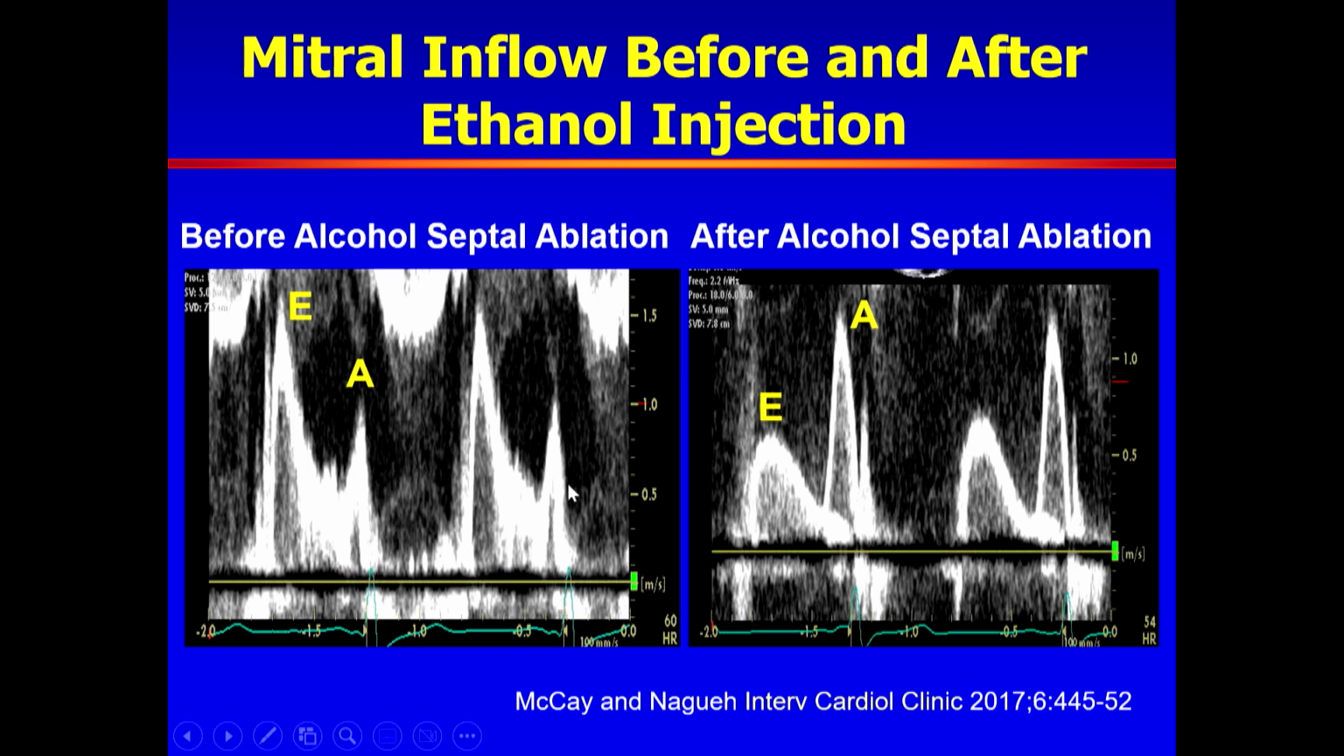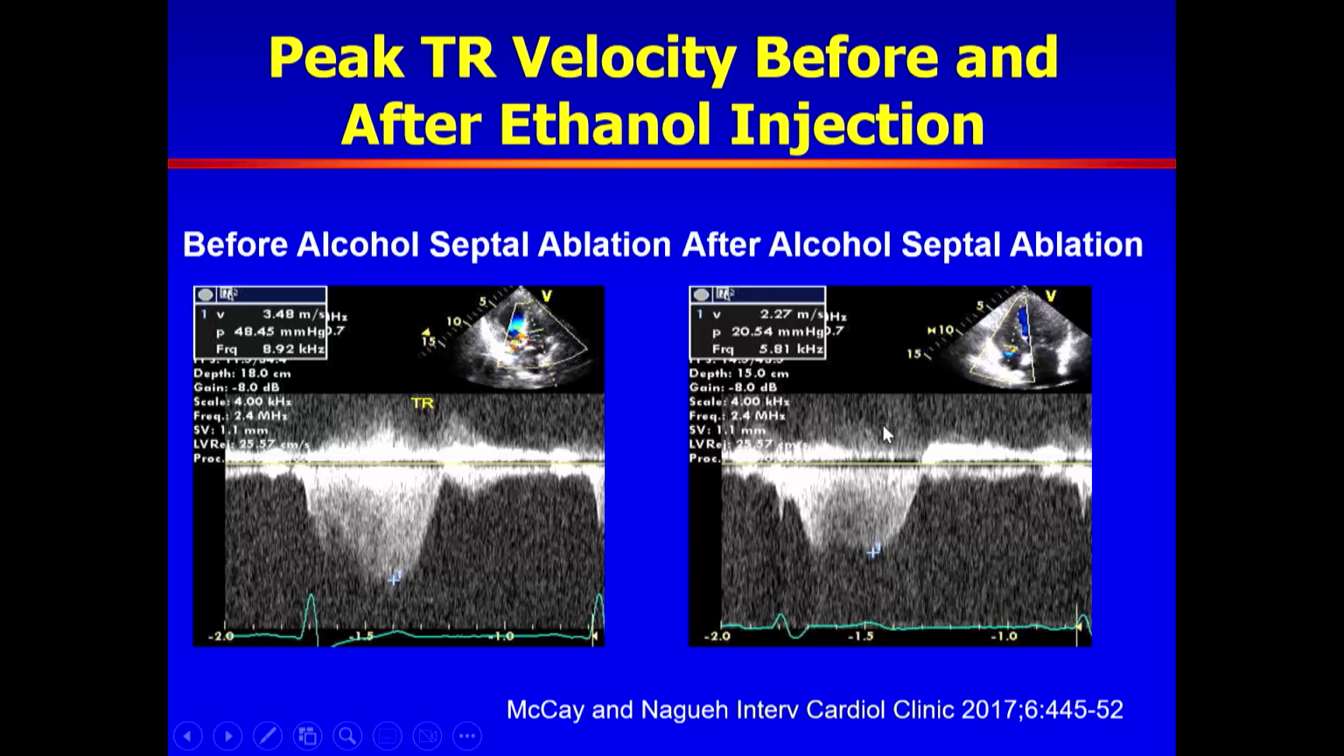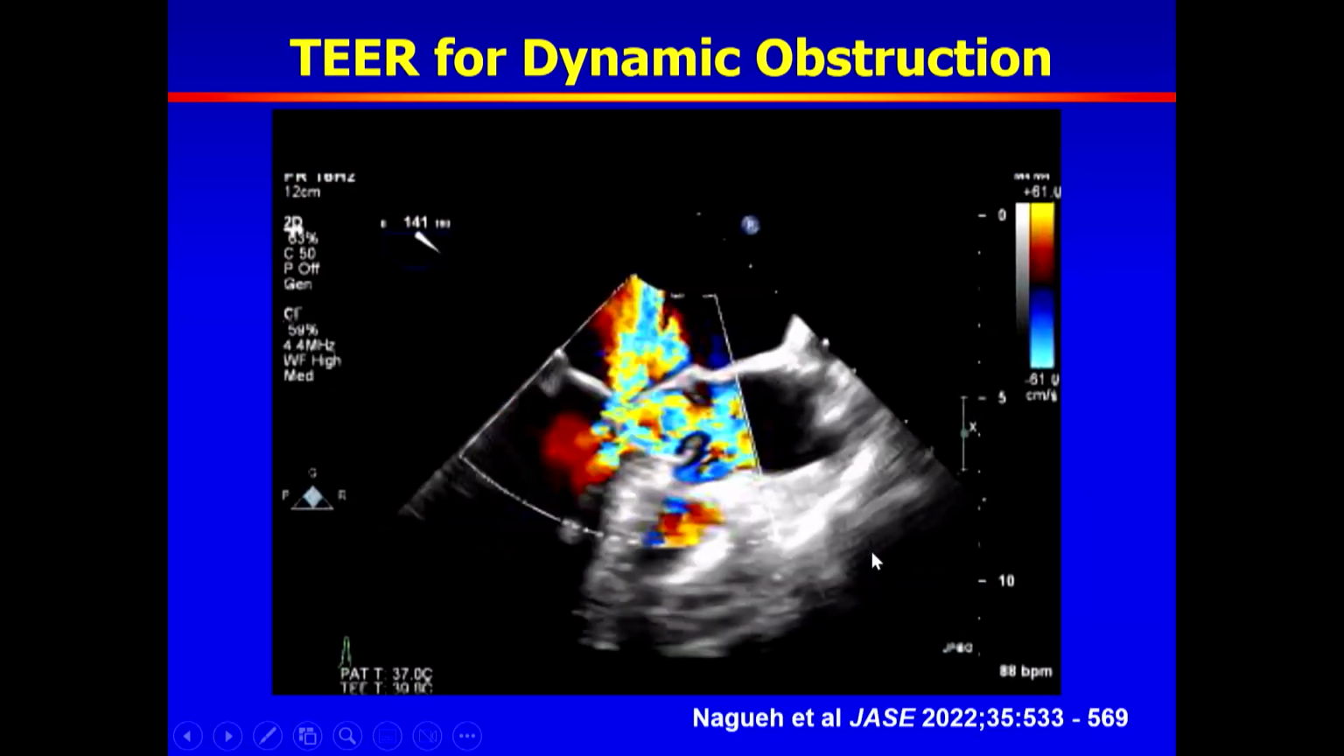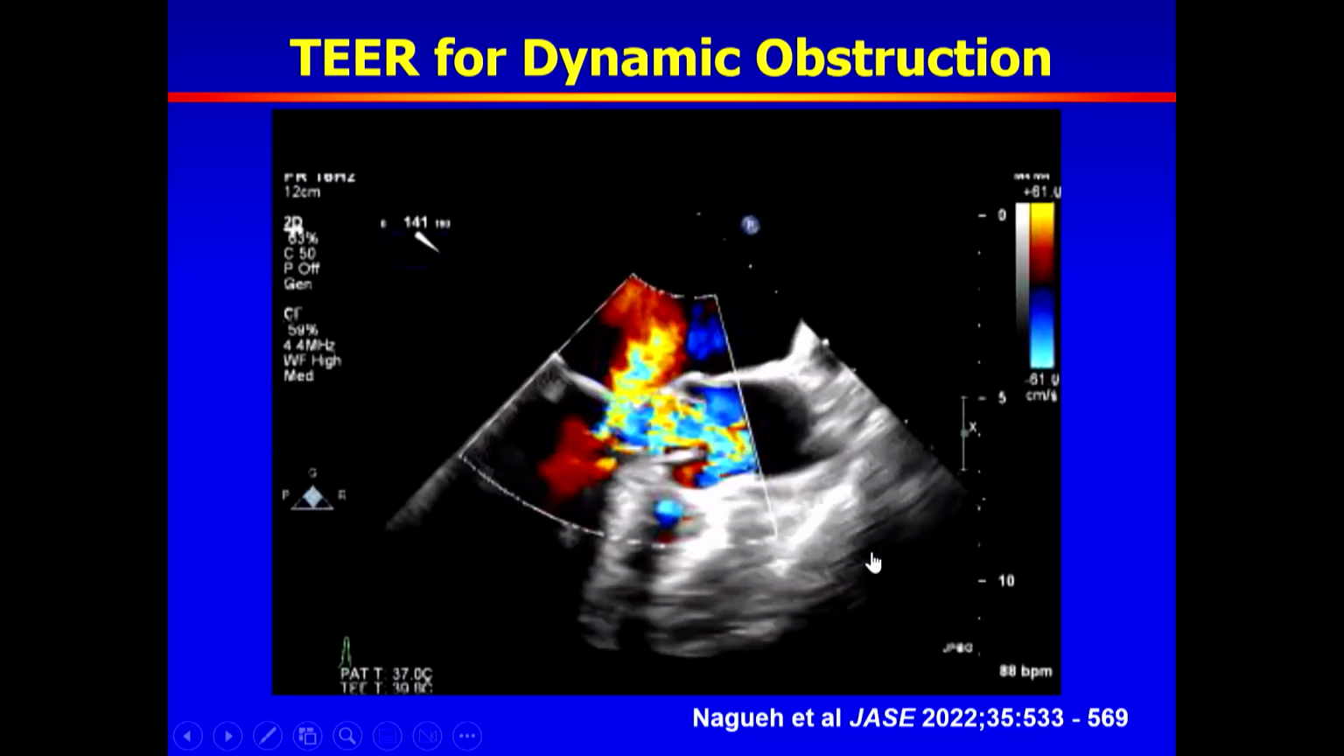You see improvement in diastolic function with this procedure. This is a mitral inflow consistent with a high LAP before ablation, and this is consistent with a normal LAP after ablation. And there is a peak TR velocity of 3.5, so the RV-RA gradient is approaching 49 millimeters of mercury, and now it's 20 after that successful ablation. So it could be an effective treatment for patients with heart failure.